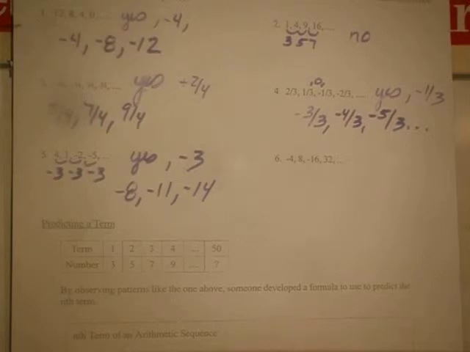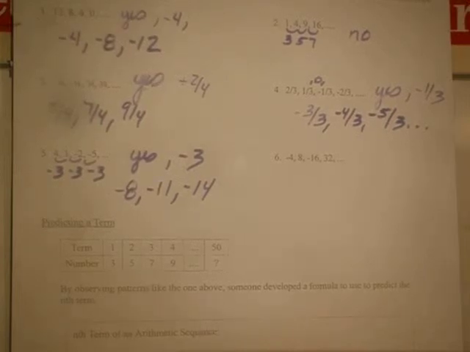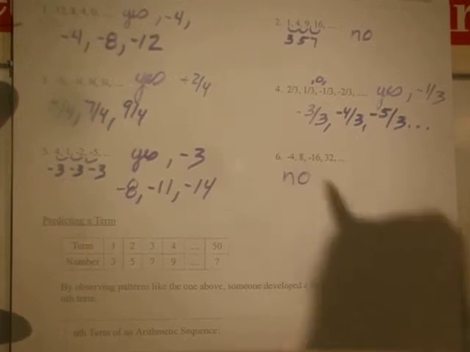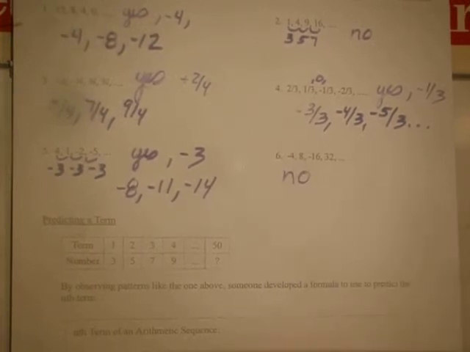And question number 6, see how we go from positive to negative to positive to negative? We're actually multiplying by negative 2. And in order to have an arithmetic sequence, you need to be adding or subtracting the same number each time. So this one again is a no. And those are the nice ones, you don't have to do anything with them.